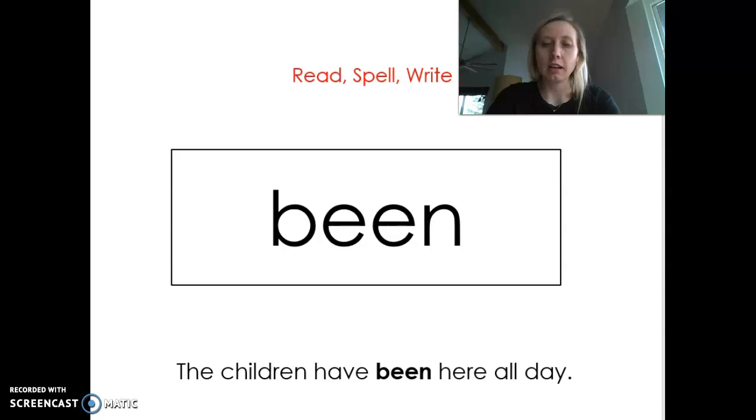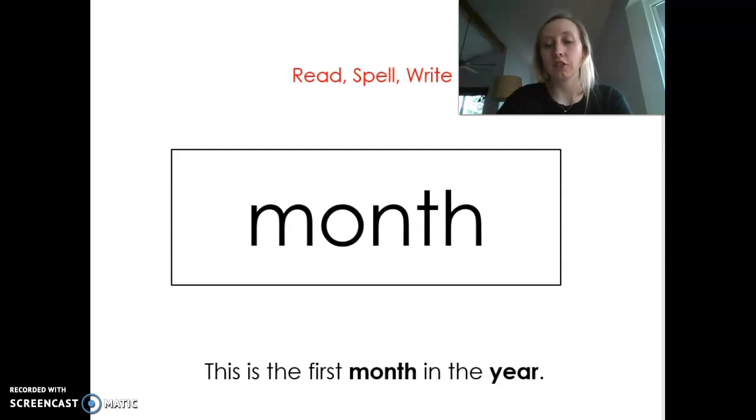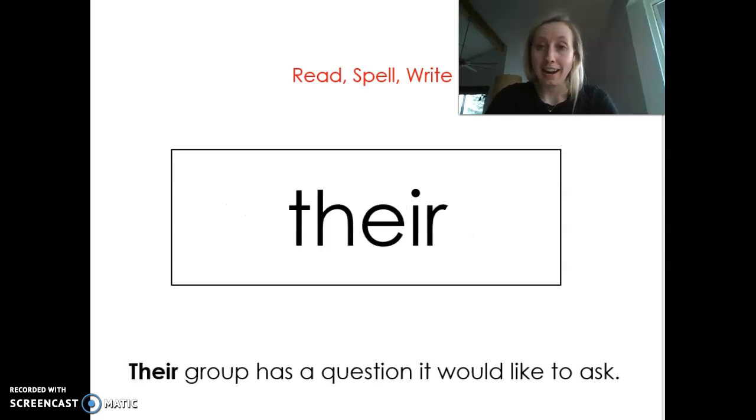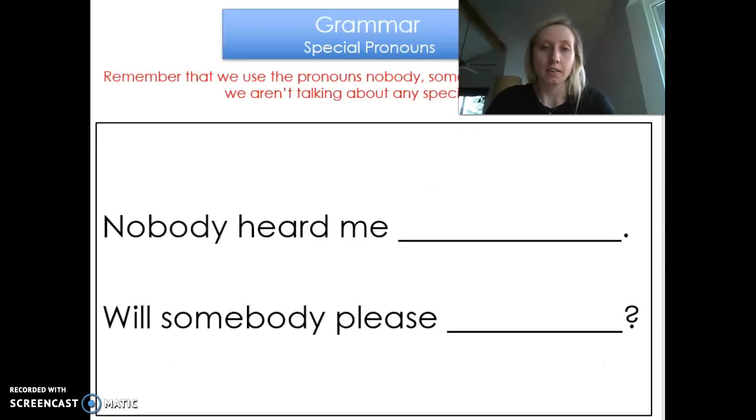Okay, here are our high frequency words. Been, the children have been here all day. Children, the children have been here all day. Month, this is the first month in the year. Question, their group has a question it would like to ask. Year, this is the first month of the year.